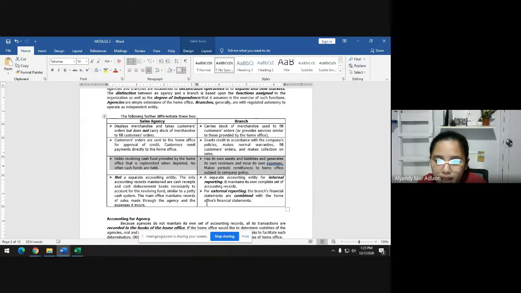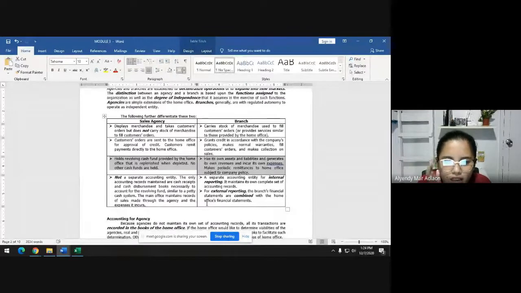Therefore, unsa ra may gihawiran nga cash ani ni sales agency? That would only be the cash fund that is provided by the home office, and it will also be replenished when depleted. Wala na yung other cash funds. So, ang mahitabo is just like the imprest fund system. For example, ang gihawiran nga cash fund ni agency is, let's say, 20,000 for the needed expenses sa ilahang agency, sa ilahang store. Let's say, mga utilities, mga rent, no? Ingana.